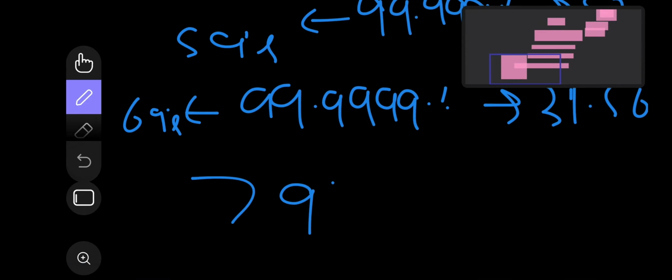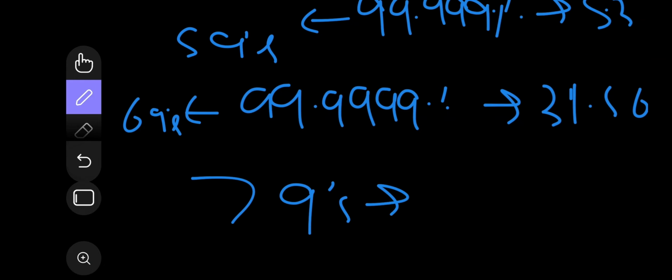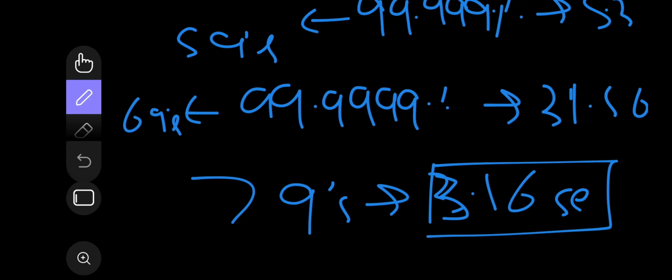And suppose you have 7 nines of availability, which is very high to achieve. You only have a downtime of 3.16 seconds. Like for the whole year, your system is only down for 3.16 seconds. The rest of the year, the system is there for you. So it depends on how important your task is.